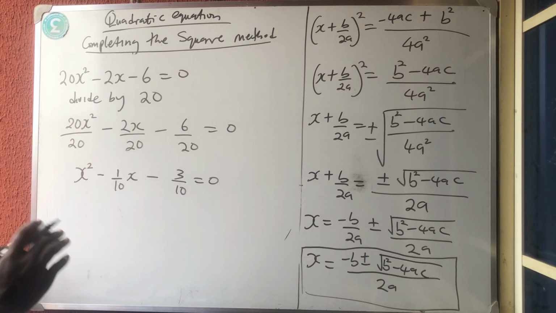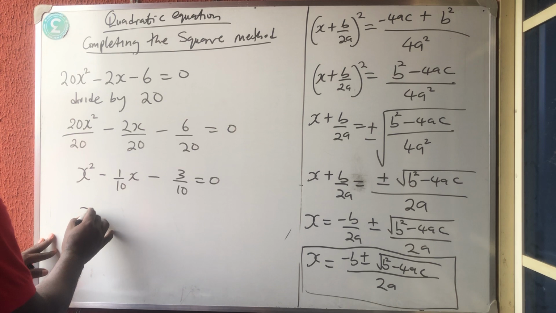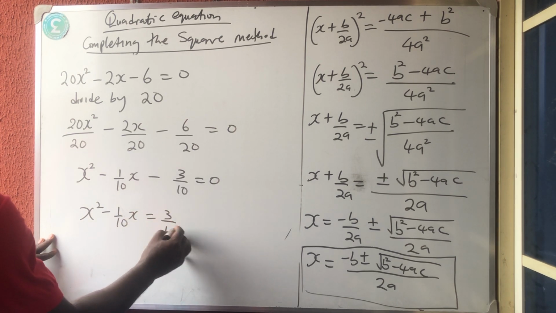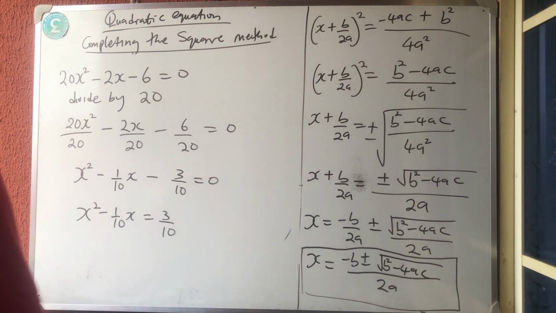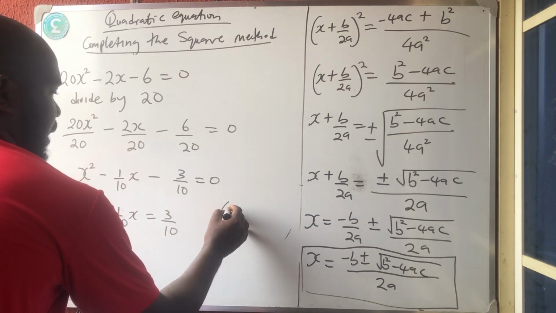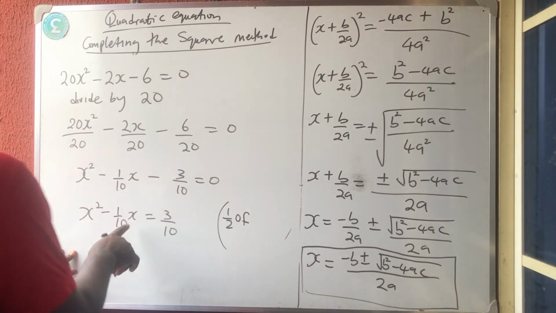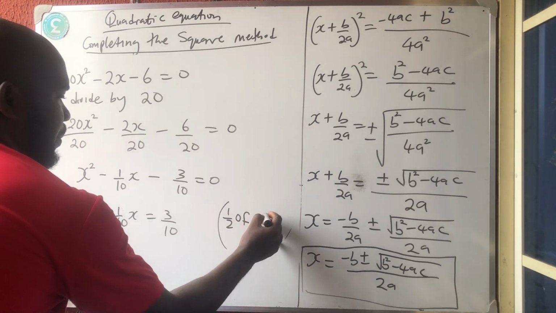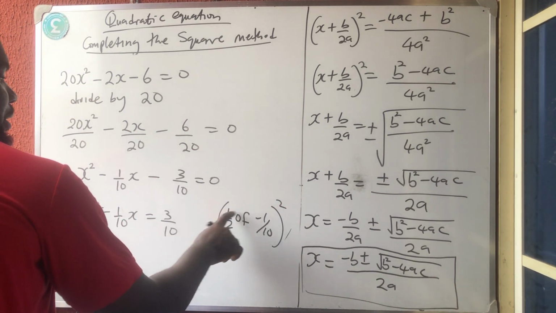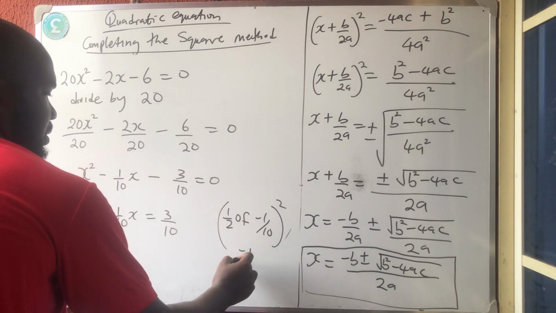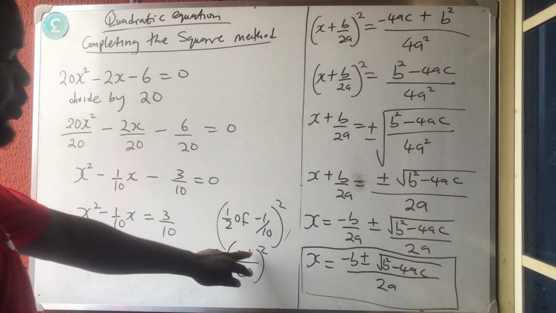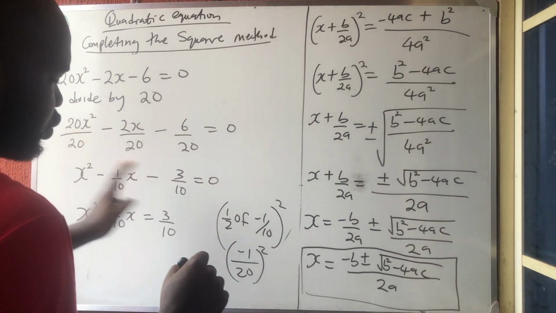So now I want all the x to be on one side. So I'm having x squared minus 1 over 10x is equal to 3 over 10. Okay, so now I can do the completing the square. Completing the square said we should find half of the coefficient of x, which here is minus 1 over 10. Then we should square it. So what does it mean? 1 times this, minus 1, this times this, 20, all squared. We have found it, we have squared it. So the next thing to do is to add it to both sides.